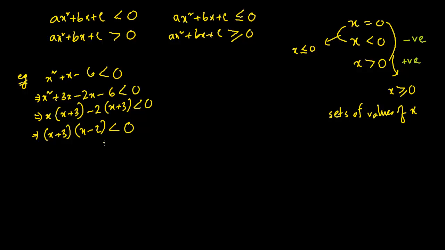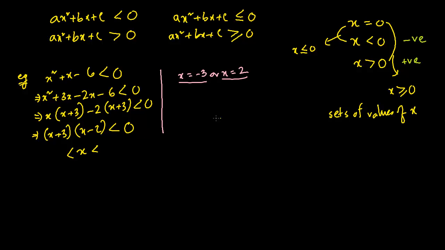Now you can memorize the trick, so to speak. You can write the values of x if it was equal to 0. If it was not a quadratic inequality but a quadratic equation, you would write x equals minus 3 or x equals 2. Those two would be the roots of the quadratic equation, known as the critical values of this inequality. In that case, you can write down the answer as x is between.